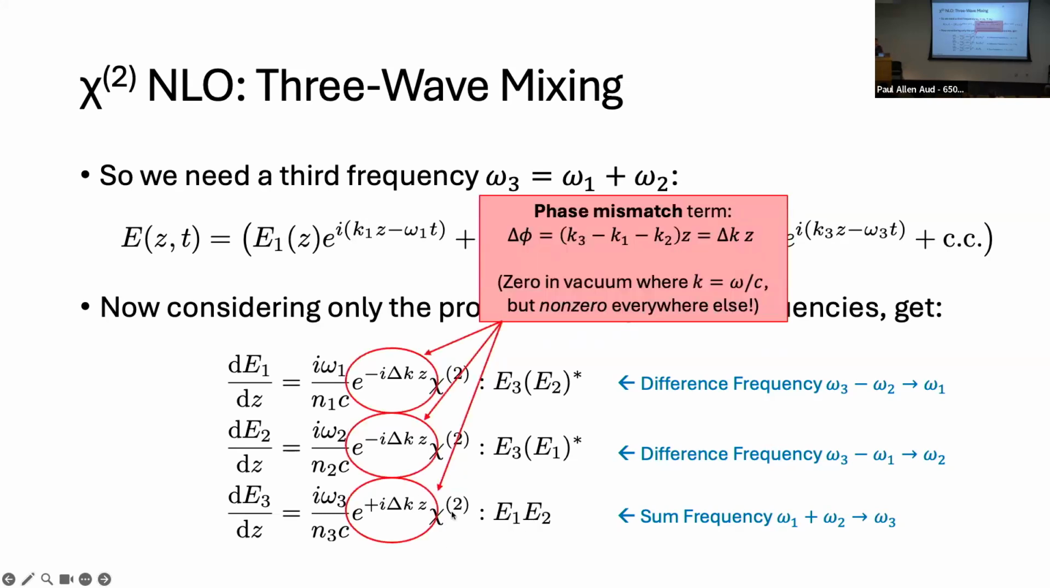And then there's this phase mismatch term, which comes about from the fact that in order to have efficient nonlinear interactions, you need to satisfy two conservation laws. One is going to be energy conservation, so omega-1 plus omega-2 has to equal omega-3. But the other is momentum conservation, so k1 plus k2 has to equal k3. And in general, you can't satisfy these simultaneously. So phase mismatch is a phenomenon that comes about because you can't satisfy this momentum conservation.